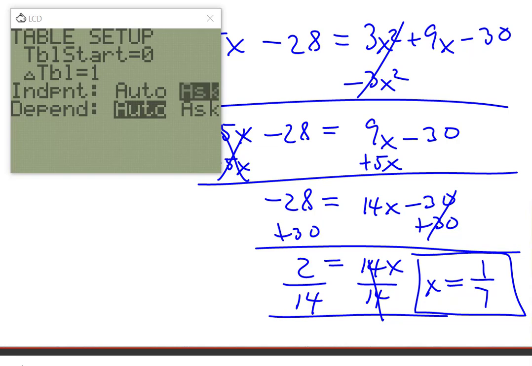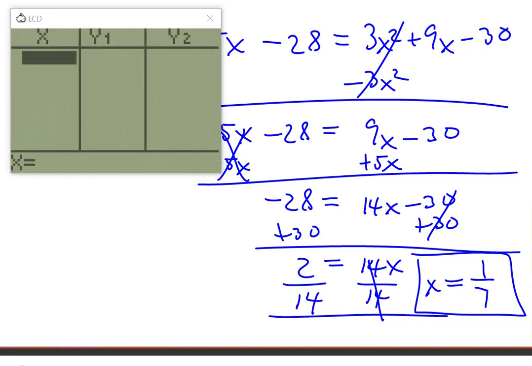So now when I hit second and then graph, which will give me the table, notice the table is completely blank, including the x values, which it's waiting to hear from us on. So it says x equals at the bottom. This is where we want to type in the answer we got with our algebra here of 1/7. So I'm going to type in 1 divided by 7. That's our answer of 1/7.